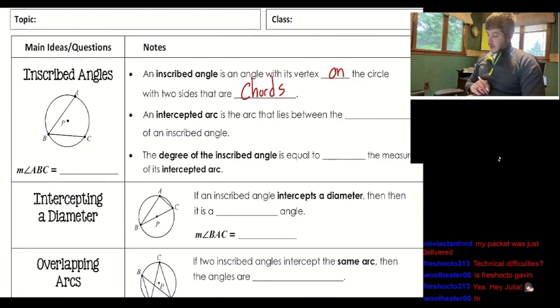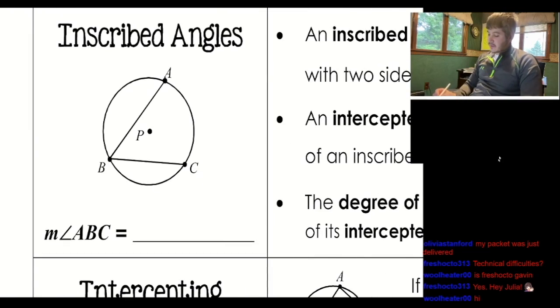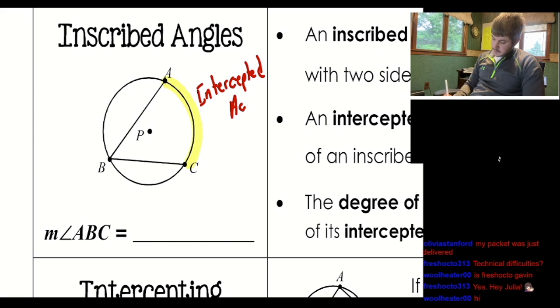So an intercepted arc is the arc that lies between the sides of the inscribed angle. And I've used this terminology before, when we were talking about central angles. The intercepted arc is just the arc that's in between the sides. So that is what we would be considering the intercepted arc. So we can even label that in here, intercepted arc. So if you ever hear me use that terminology, that is what we mean.